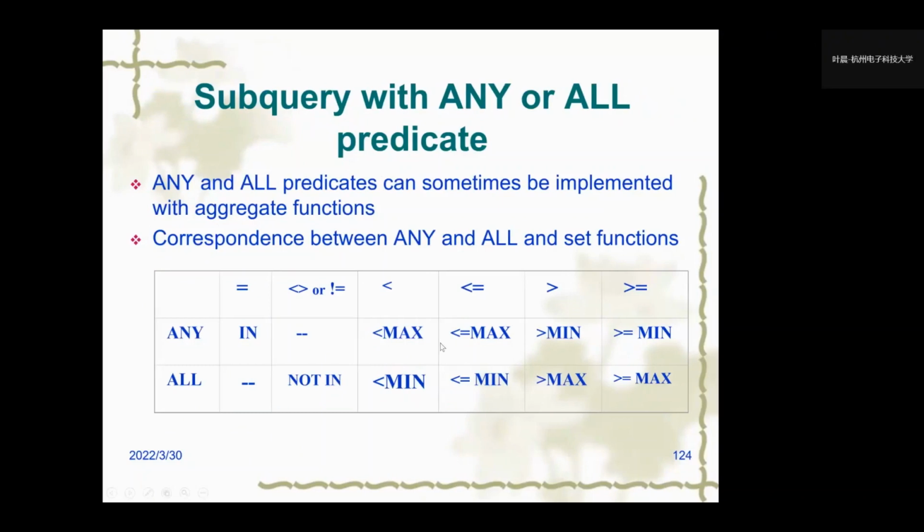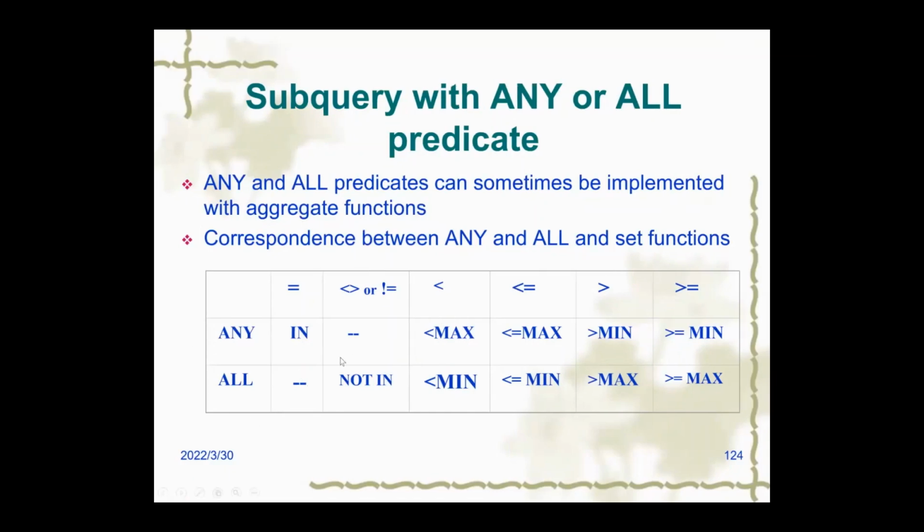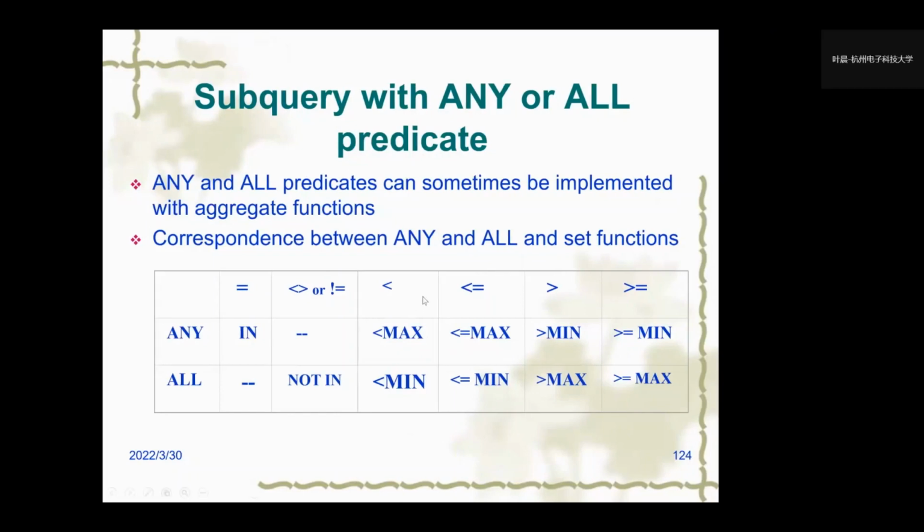And here, we can see the subquery with ANY or ALL predicates. ANY and ALL predicates can sometimes be implemented with aggregate functions. This following table shows the correspondence between ANY and ALL and the set functions. So we can see that for the ANY predicate, smaller than means smaller than the max, and for ALL, smaller than means smaller than the min value.